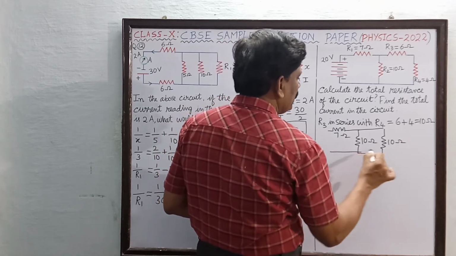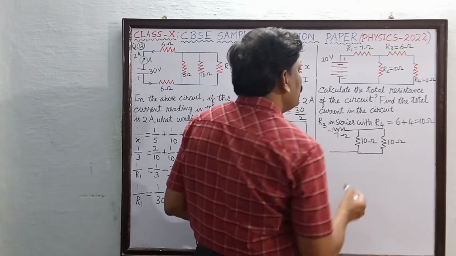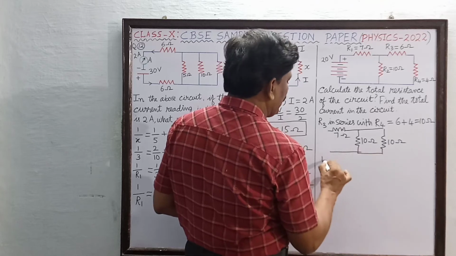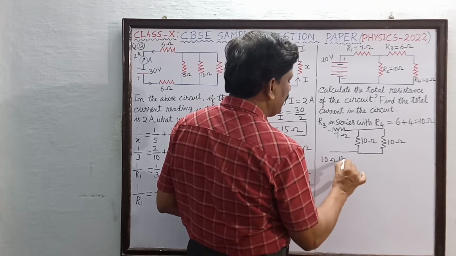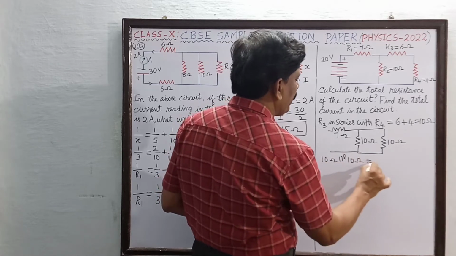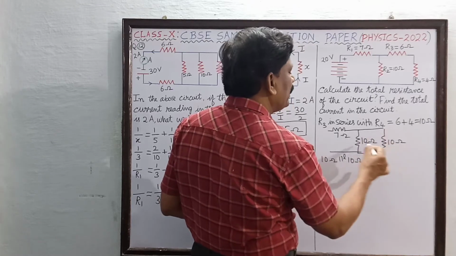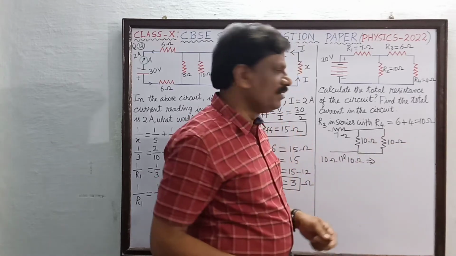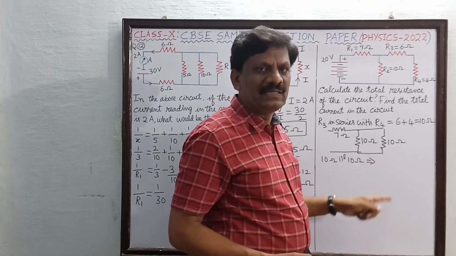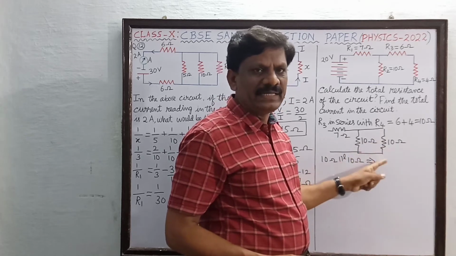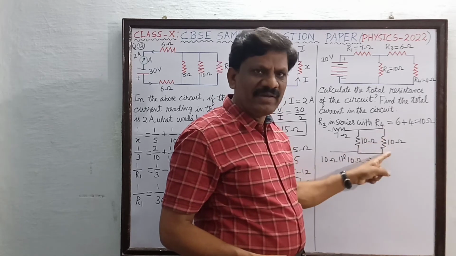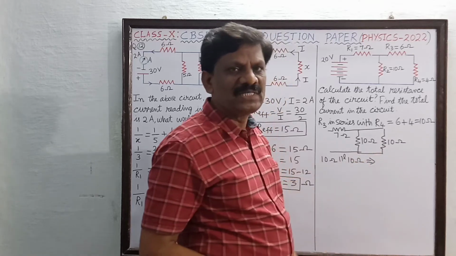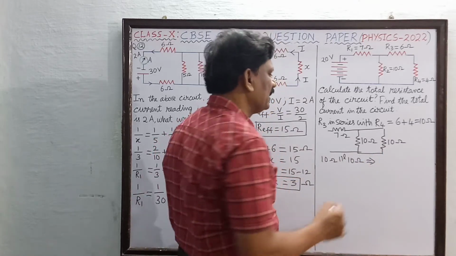So now the circuit gets reduced. Here 10 ohm parallel 10 ohm parallel 10 ohm implies that is equal to what? 10 and 10 are in parallel. 1 by 10 plus 1 by 10 is equal to 2 by 10. So that is equal to again 1 by 5. So the effective resistance must give what? 5 ohm. Understand?